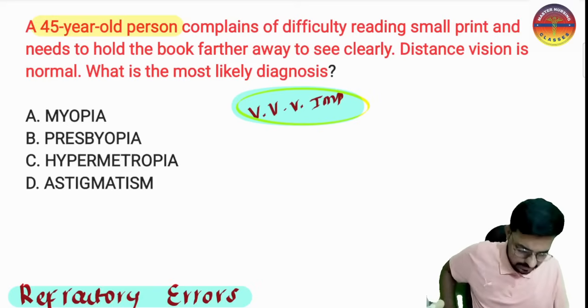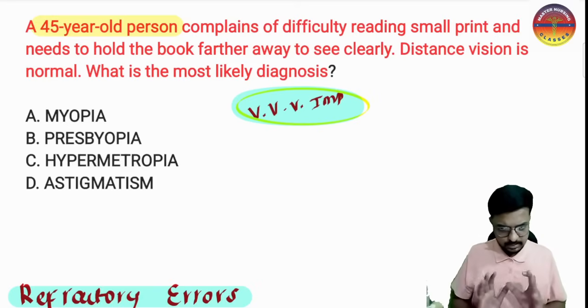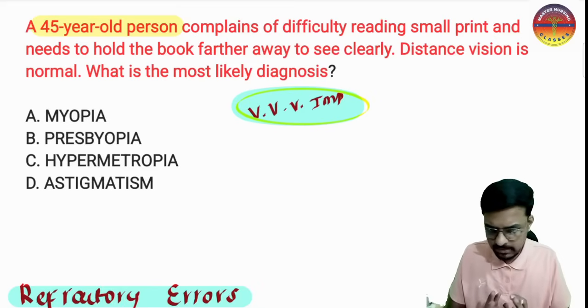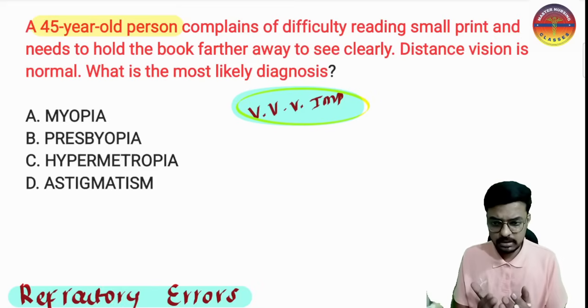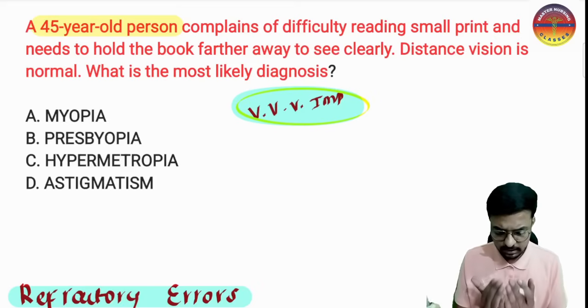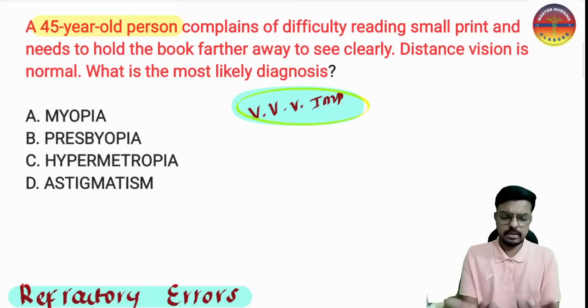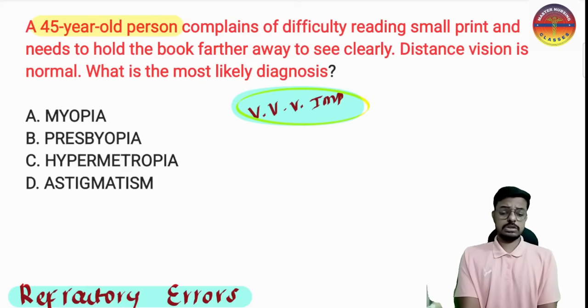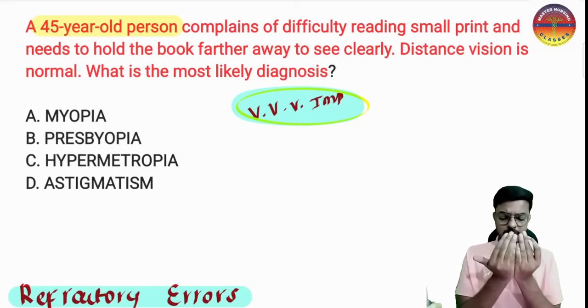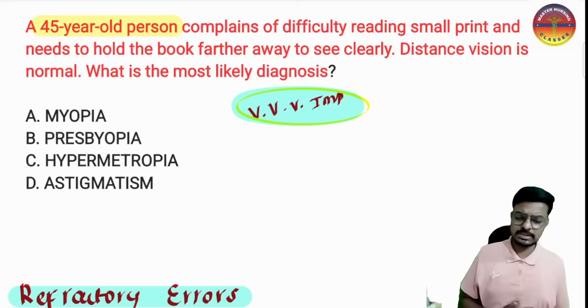So he is, first of all, an old age person, 45 years old. He is complaining of difficulty in reading the small print. To read it, he has to hold it further away, then only he is able to see it and read. When he holds it near, he is unable to read. So this is the problem here.